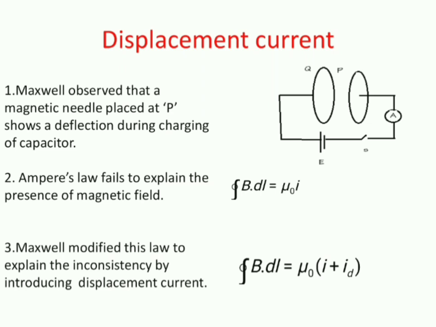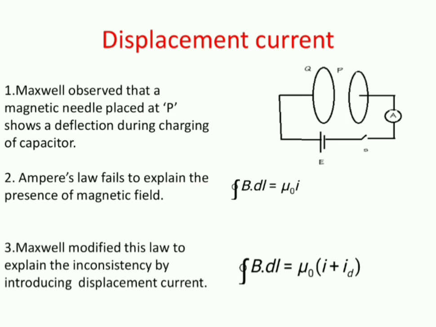But during the charging of capacitor, Maxwell took two different points. One point is just outside the plate, which is represented by Q. And he took another point P, which is inside the plates of the capacitor. Now he found that when you place a magnetic needle near P, the magnetic needle showed a deflection. When you keep a magnetic needle at Q also, there is a deflection.